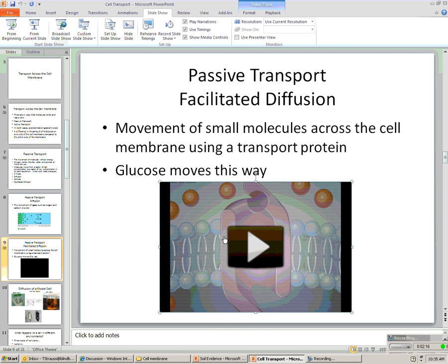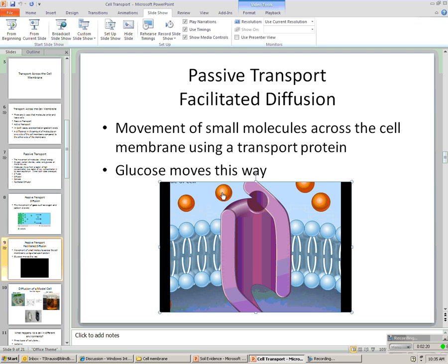If we look at this model here, we see that there's molecules on the outside of the membrane, and what's going to happen is they're going to move through this carrier protein because they're going to match, and they'll move to the inside or outside of the cell membrane. They can move in either direction.